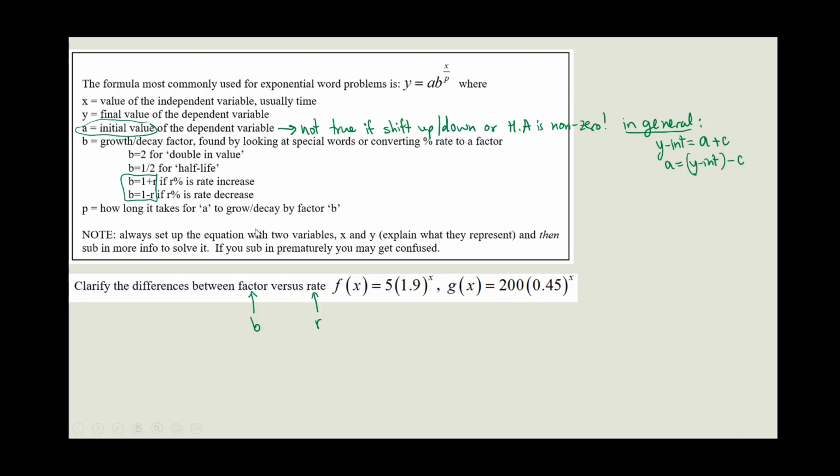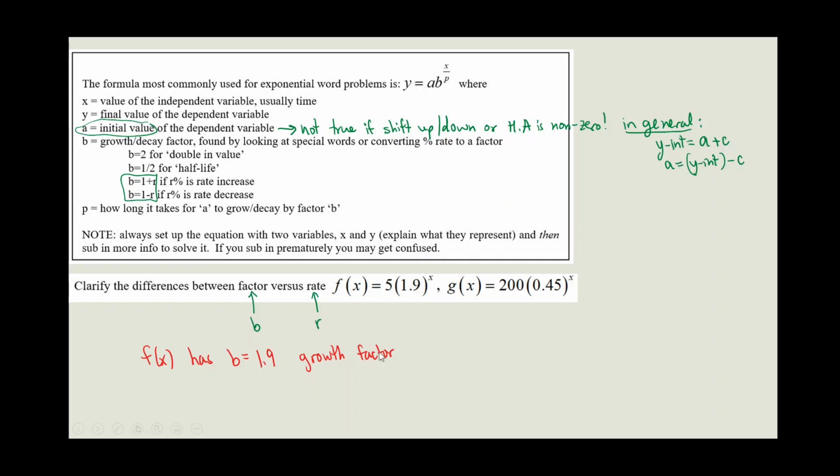So what I want to do right now is quickly recap the words factor versus rate. They're not the same things. We're going to be using these two formulas to discuss that. I have two questions here: one with a base bigger than 1, and another example with a base smaller than 1. Let's start with the function f of x. We're told that the base here is 1.9. Because it's bigger than 1, it's a growth, and we call it a growth factor because the b itself is the factor. It's not the rate yet.